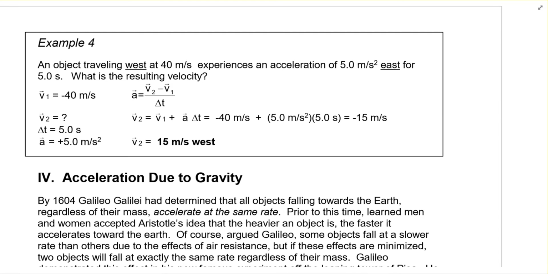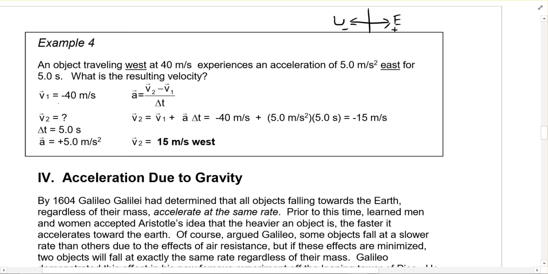Now, number 4, we're going to introduce negatives and positives. It says an object traveling west at 40 meters per second experiences acceleration of 5 meters per second east for 5 seconds. Really, the west and the east, we can just make that positive and negative. So remember on our little chart, east is positive, and we call west negative. So we just have to do accordingly.